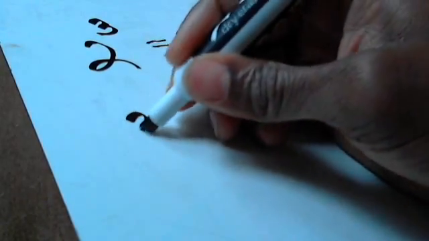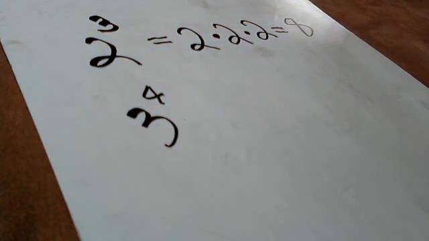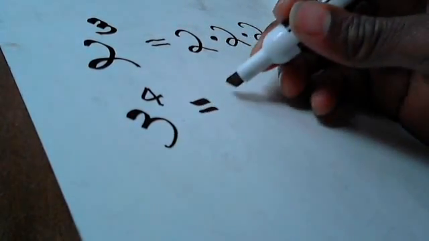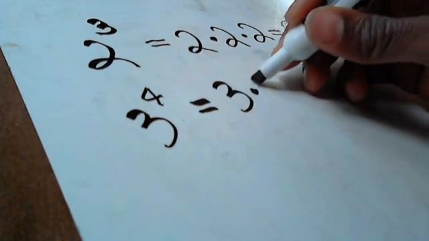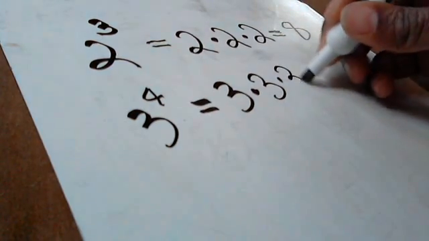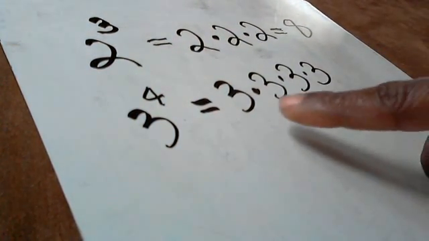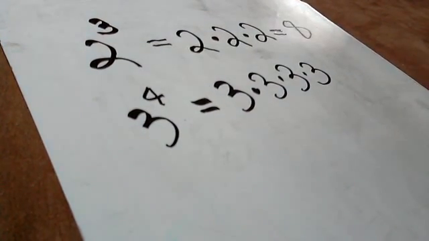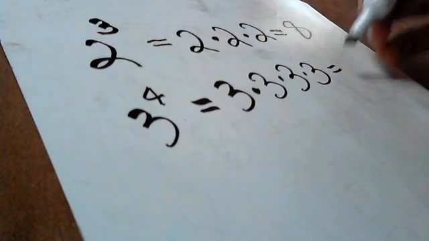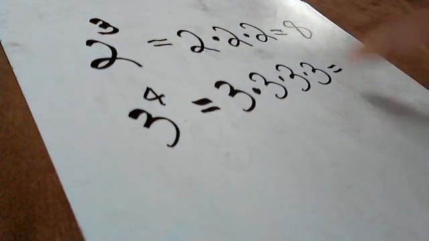Let's see another, just to make sure. Let's say we had 3 to the fourth. That's another exponential term. What that notation is telling us is that we need to multiply 3 by itself 4 times. So what do I mean? Multiplying 3 by 3 by 3 by 3. And when we do that, 3 times 3 is 9, times 3 is 27, times this last 3, we'll get 81. Okay?